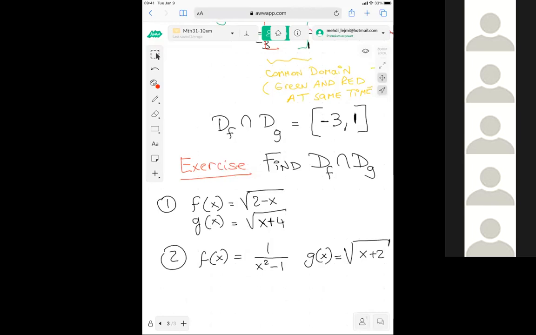Don't forget, guys, for the domain, there are two rules: no negative numbers under the square root. It must be positive or zero, wherever you have something under the square root. And if you have a division, then you have to make sure that you don't divide by zero. So you have to exclude all the values of x where the bottom is zero, right?